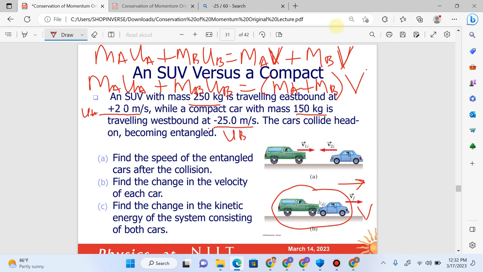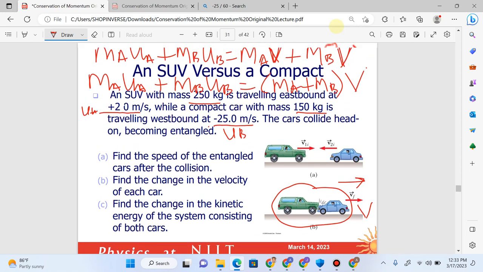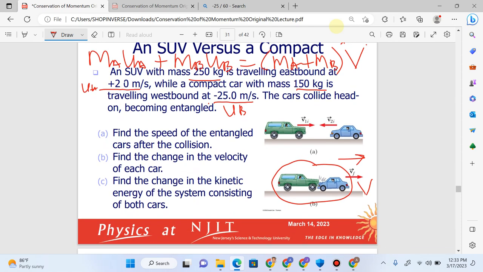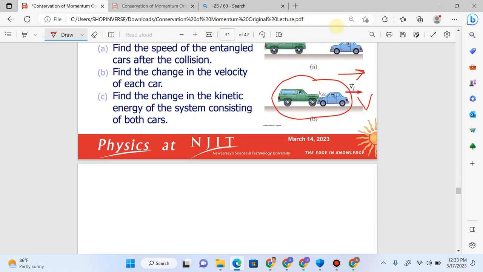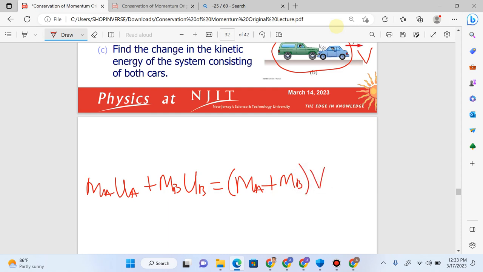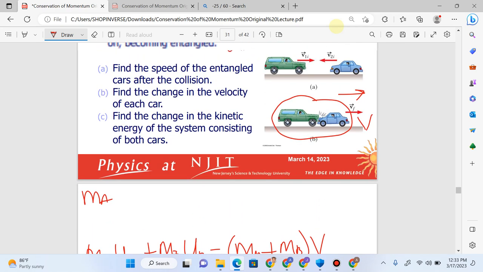So in a situation like this, the equation I'll be using to solve this problem will be the equation for inelastic collision. The formula we'll be having will be MAUA plus MBUB is equal to open bracket MA plus MB close bracket V. Now, what is MA? MA is the mass of the SUV.